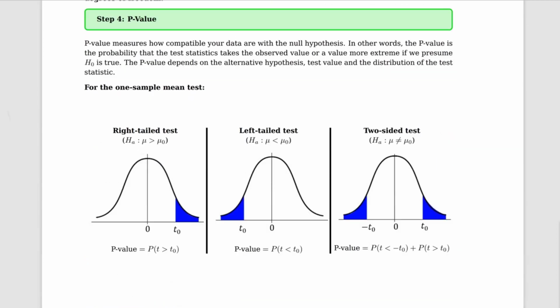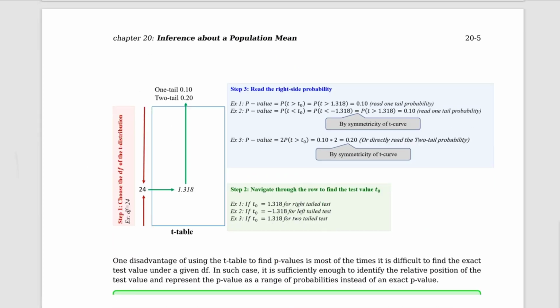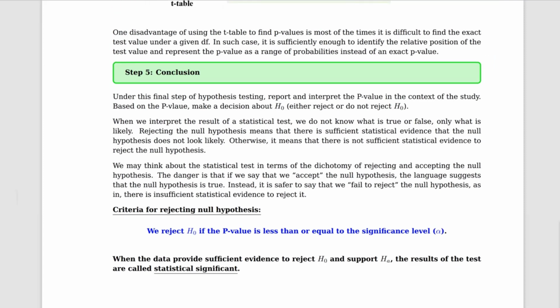Then how do we find the p-value? You see there, this looks the same as in chapter 17, but the difference is here we use T instead of Z. Okay, similarly you see all three cases are similar to chapter 17, but we use T. I will explain how to use the T table to find the p-value, but this is the concept. Okay, so read this. That's the same thing I explained, so you can understand more clearly.